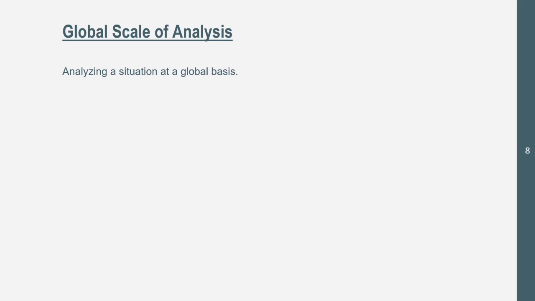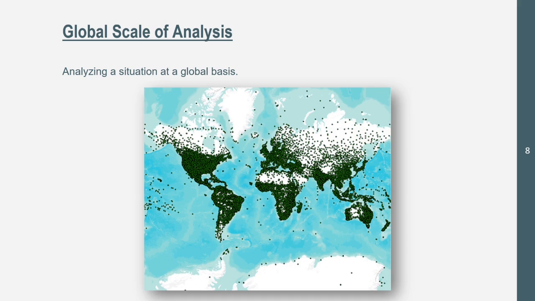Now let's get into global scale of analysis, which is analyzing a situation on a global basis. Here we go. We're not seeing the borders of a country. We're not analyzing it on a country-by-country basis. We're just looking at the world. So this is going to be a global scale of analysis. We're looking at the globe, except it's on a flat Mercator map. But yeah, global scale of analysis. This is very, very simple.